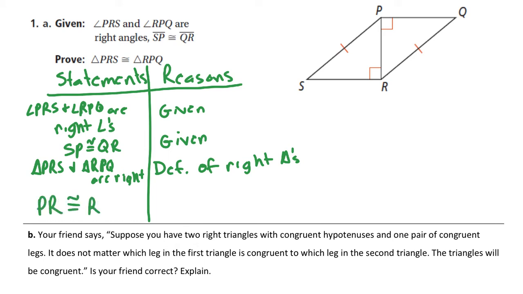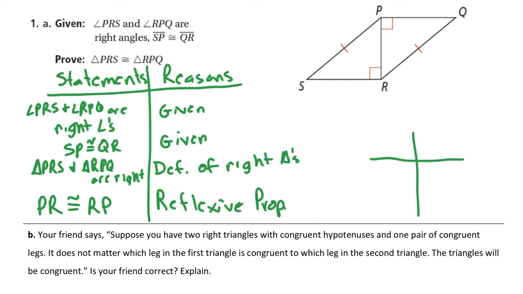The next thing I can say is that PR is congruent to RP. So PR is congruent to itself. That is by the reflexive property, and I know that I ran out of room. So I'm just going to, off to the side, do the final thing I can say. I can say that triangle PRS is congruent to triangle RPQ by HL. So essentially using the same properties we've talked about before, but using it to prove a new theorem, hypotenuse leg.